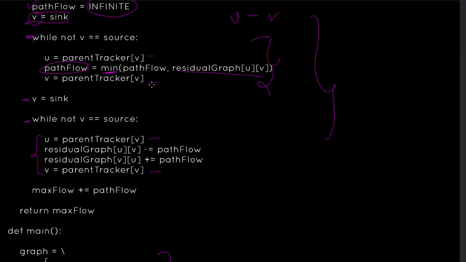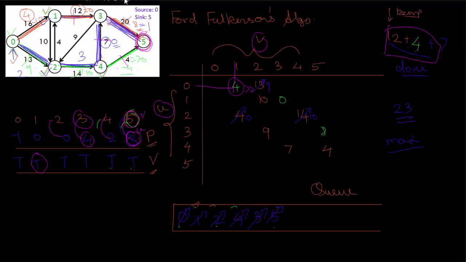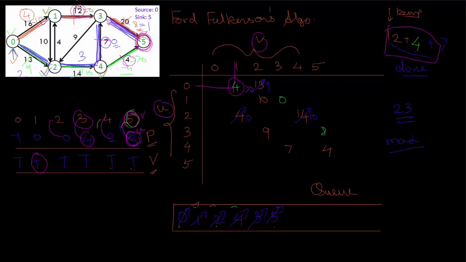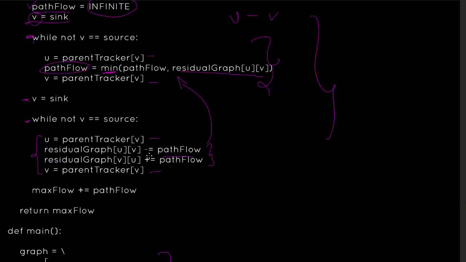Now you might be wondering why I didn't just put these two lines in here, because I needed the path flow to be final. What is the path flow? The path flow is basically the smallest value in this entire range of the path. So if my path value is going to be 4 in this, my path value is going to be 12 in this, and so on and so forth. And then what I'm doing is I'm saying that the residual graph of uv minus equal to path flow. So I'm subtracting the path flow. So I'm subtracting 12 from this path. I'm subtracting 4 from this path.